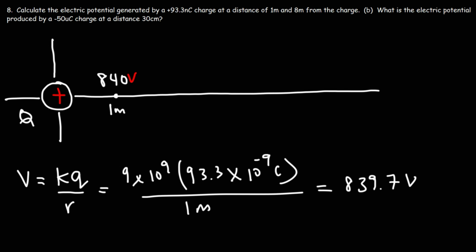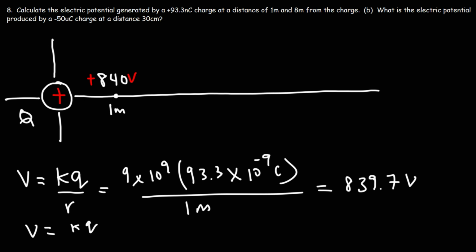Now the electric potential can be a positive value or a negative value. Since Q is positive, the potential that it creates will be a positive value too. By the way, electric potential is a scalar, so you can add them without worrying about direction. So a negative charge will generate a negative electric potential.